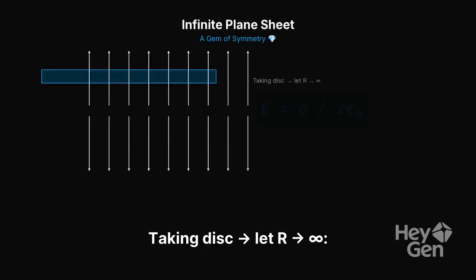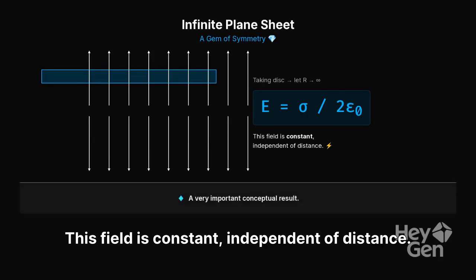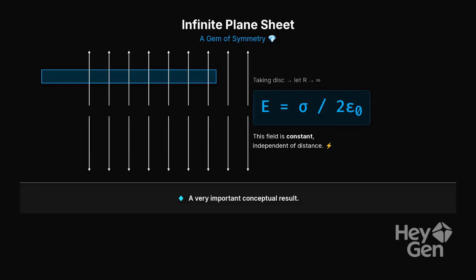Infinite plane sheet, a gem of symmetry. Taking the disk, let R go to infinity. This field is constant, independent of distance. A very important conceptual result.